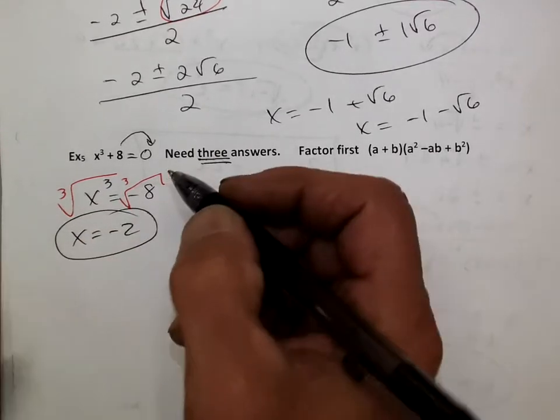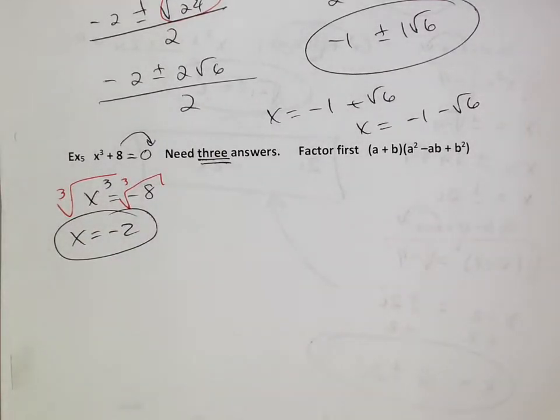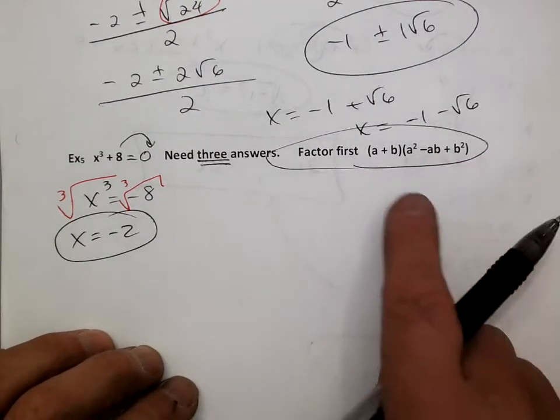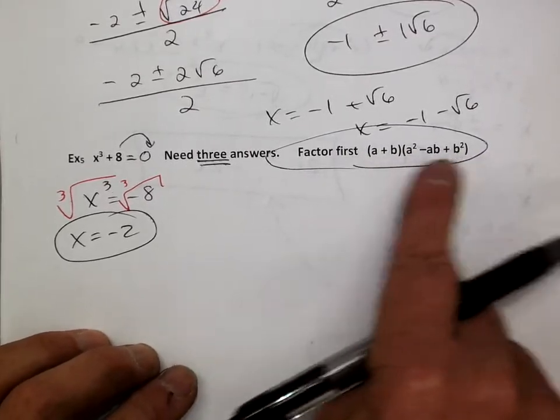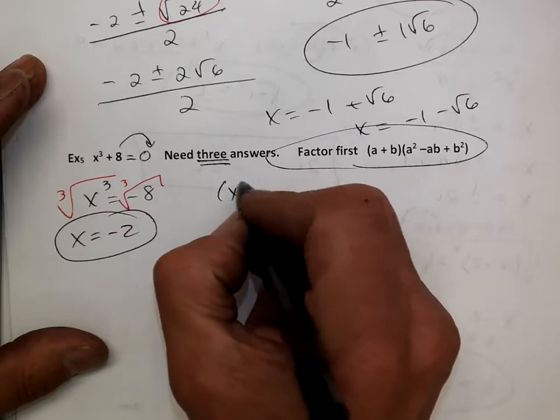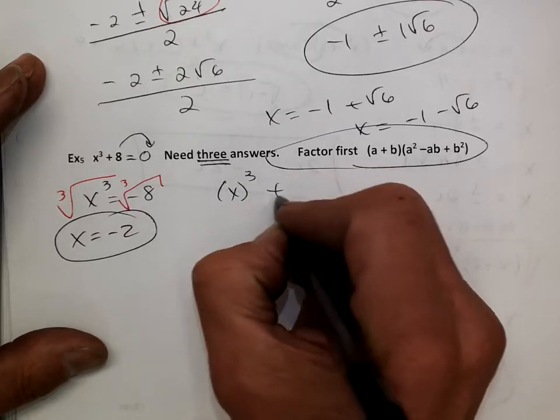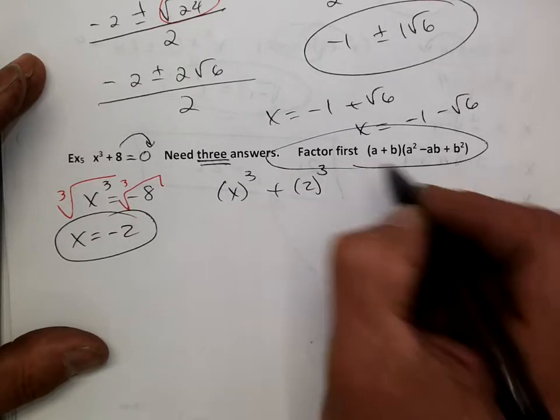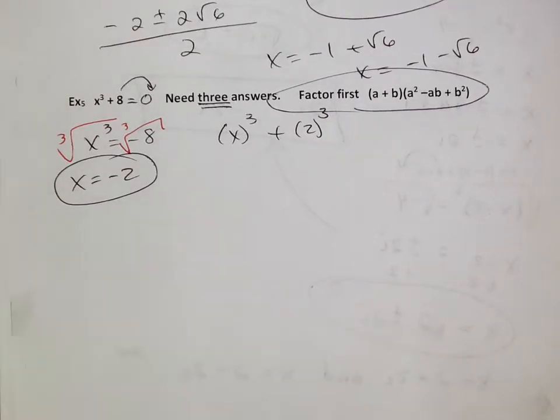Now we got a problem. We need 3 answers. I only have 1 answer, but I need 2 more, okay? So let's do this differently. So first, I got a hint. Let's factor this, okay? So what we can do is call this an x cubed plus a 2 cubed. You all right with that? And I'm going to factor it using this formula right here, because I need 2 more answers, okay?